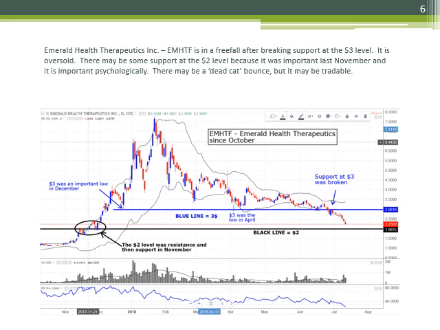Emerald Health. This thing is interesting. It's probably a piece of garbage, but it's been falling like a rock since it broke this 3 level. Now, there might be a trade idea coming here because it's probably going to get to 2, and 2 is important psychologically, and 2 was resistance and support here. So it's probably a piece of junk, and eventually it's probably going to go to 0, but you might get a dead cat bounce here.